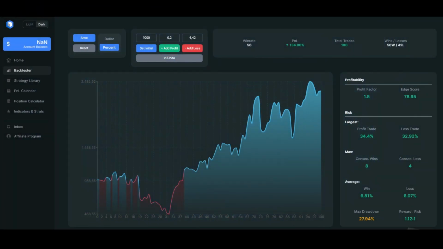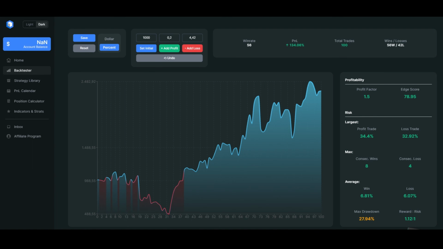Okay, we finally finished our backtesting. These 100 setups were found within more than 10 months. We started our account with $1,000 and we were risking 2% for each trade. We see the win rate of 56% and we made a P&L of 134%. We started with $1,000 and after 100 trades, we were able to grow our account to $2,400. Our largest profit trade was 34.4% and our largest loss trade was 32.9%. We had 8 consecutive wins and 4 consecutive losses.